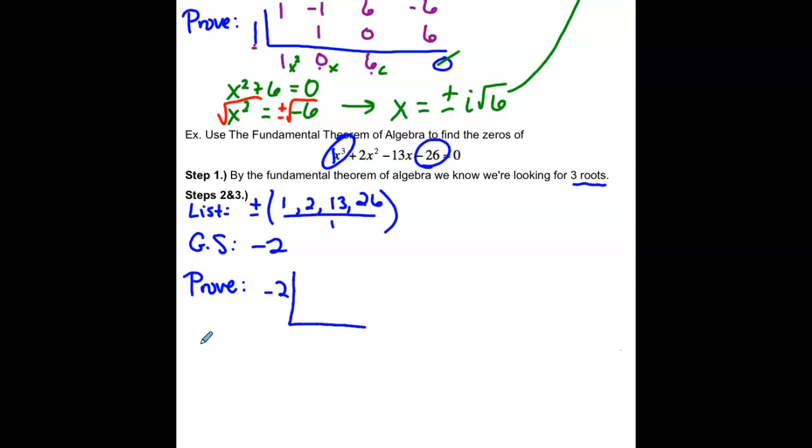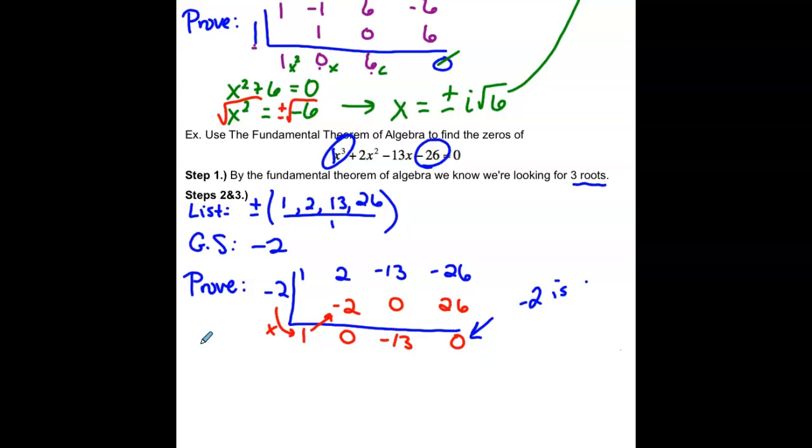So let's prove that. We have 1, 2, -13, and -26. We bring down our 1 and multiply. Then we put it in our next column and add our columns. Again, we multiply. -2 times 0 is 0, and we add. Multiplying -2 times -13 is 26, and we add. And so we have proved, because we have a remainder of 0, that -2 is a 0 of my polynomial.